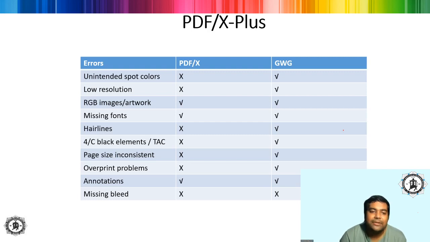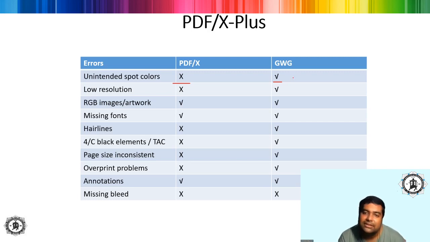So let us say you have got an unintended spot color. That means there is no output intent, or any spot color that does not belong to a specific spot color library, all these types of things. If you use that in PDF/X, it will not be an error, but that will be an error in the case of GWG, right?